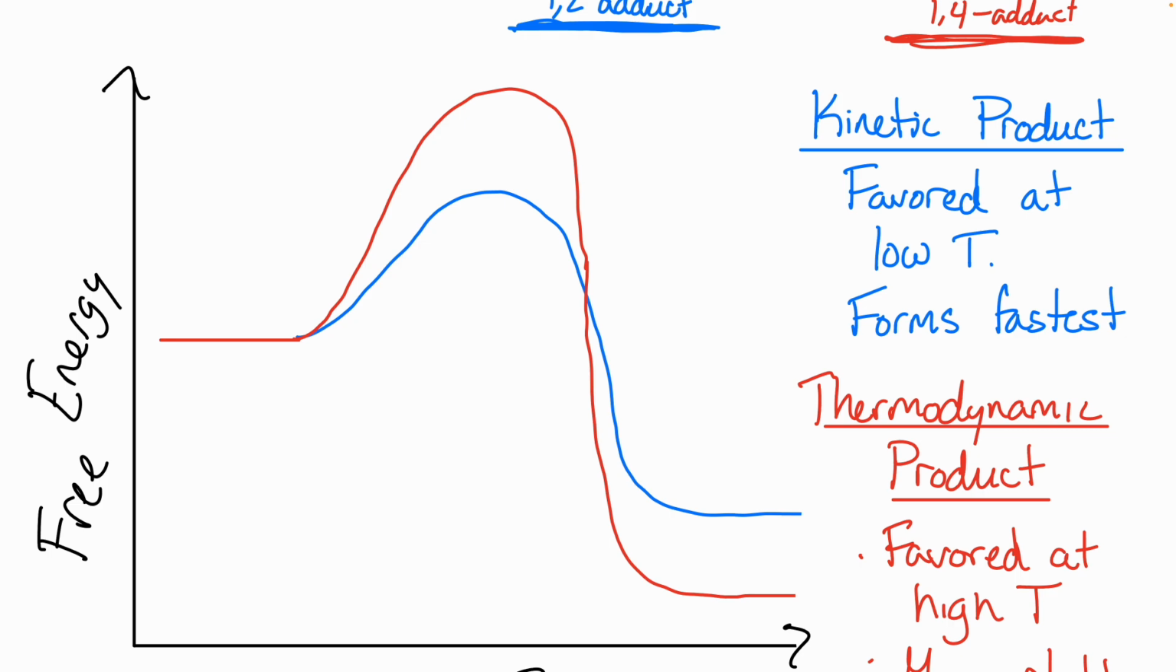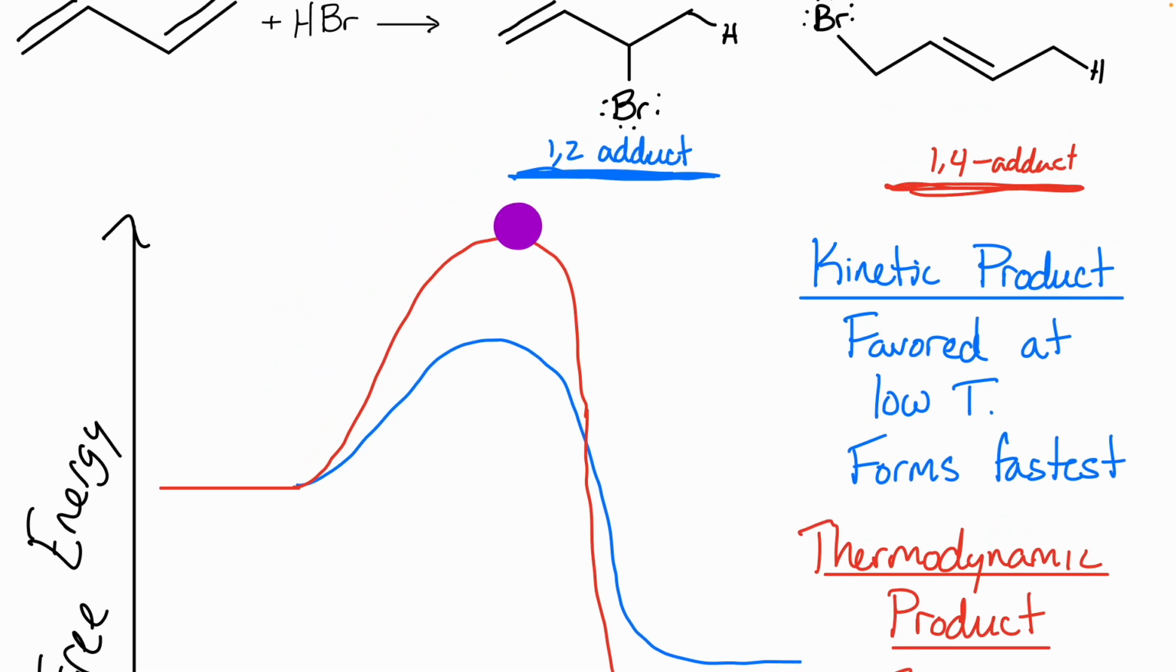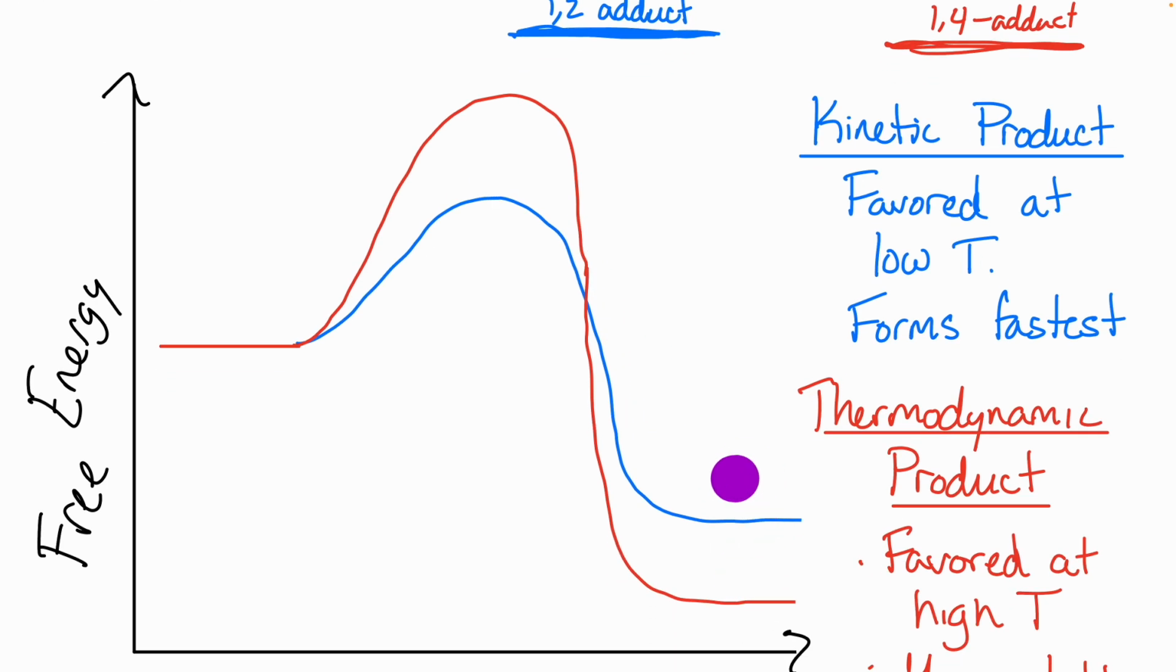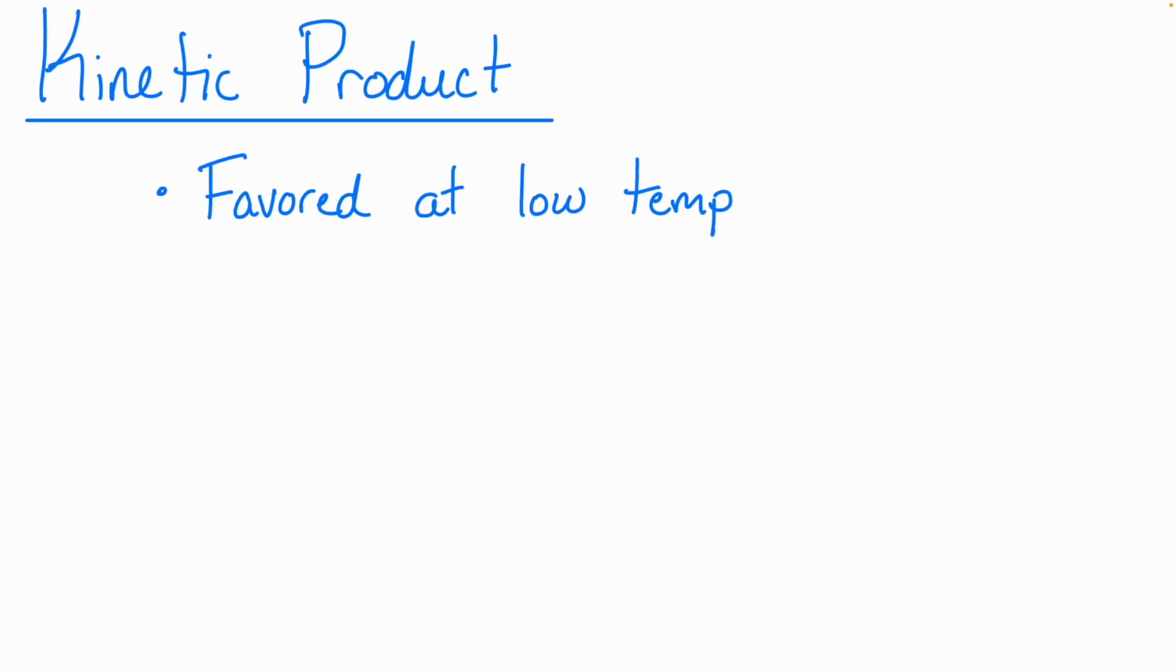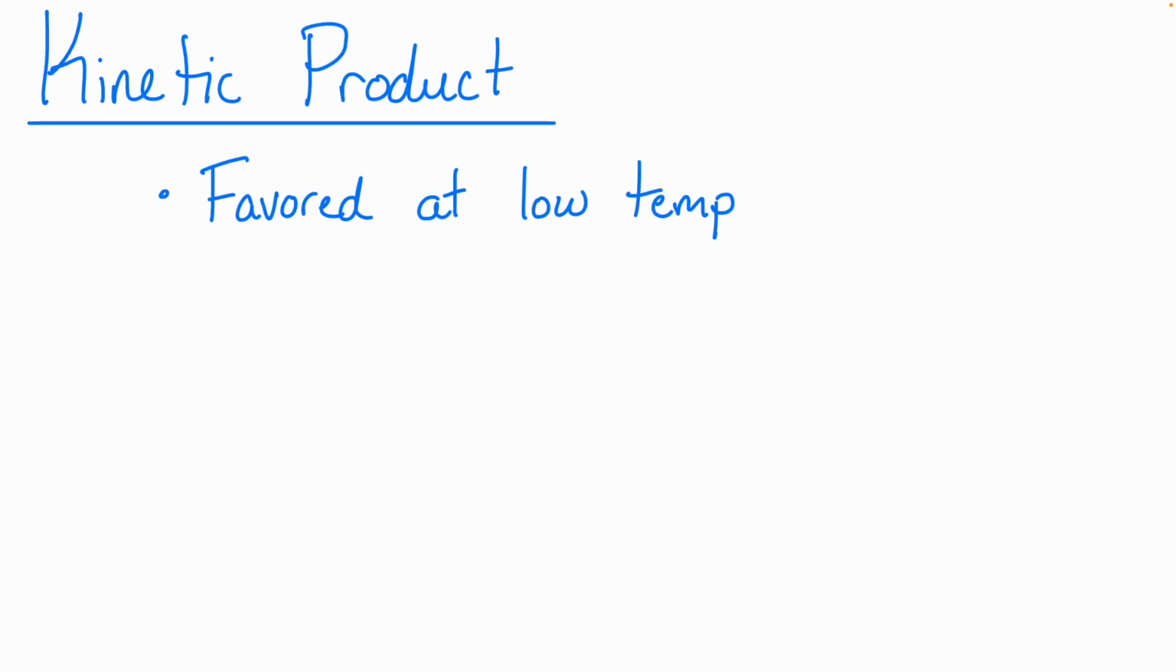Under cold conditions, this thing just does not have enough energy to jump over that higher hurdle, right? So it's going to jump over that little hurdle, and then it's kind of going to get trapped over here. Yes, my product is higher energy than the 1,4, but it's kind of trapped because it just jumped over whatever hurdle was the smaller. So this is the one that's favored at low temperatures. It's the one that forms the fastest.